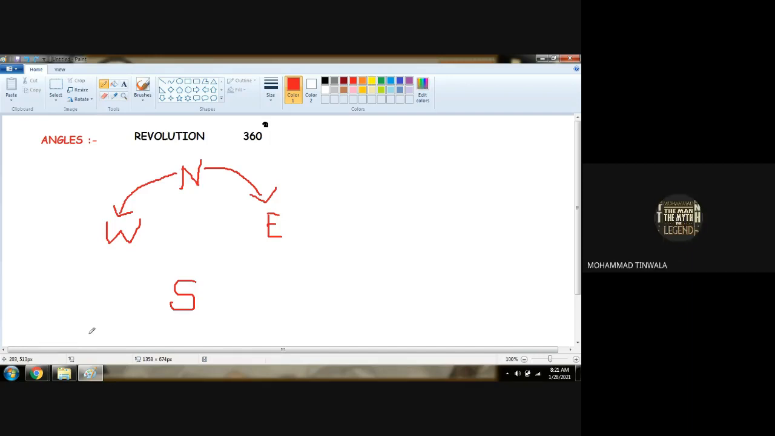So every gap between directions will be 90 degrees. You can check this. There are 4 directions, so 4 equal parts will be 90 degrees each. Am I correct or wrong? Yes, sir, correct.